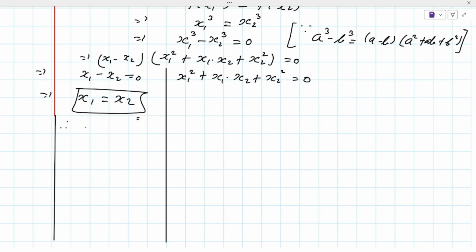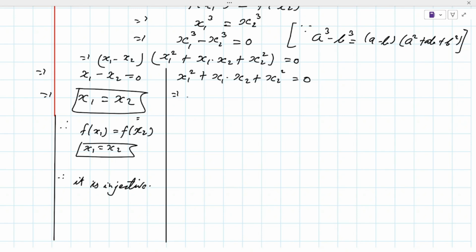So therefore we can say that f(x1) is equal to f(x2). This is the set of natural numbers. Is it clear? So that's why here we can say that x1 is equal to x2. Therefore here we can say that it is injective. Injective. Is it clear?